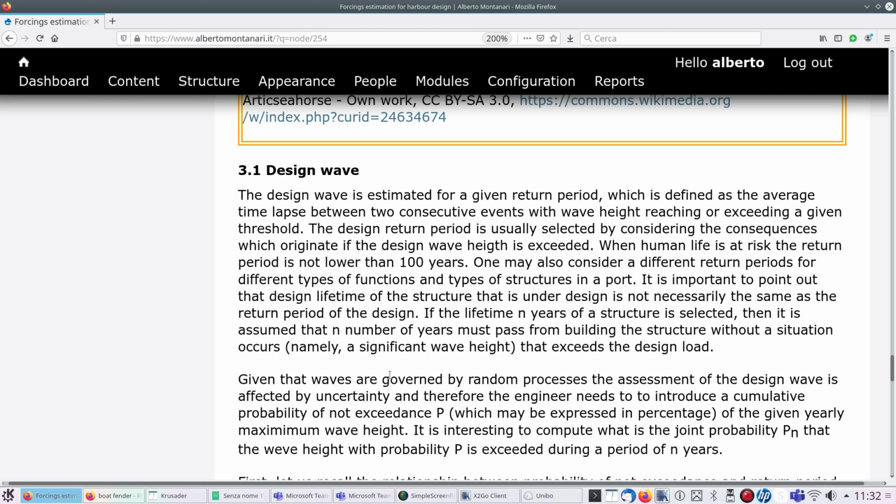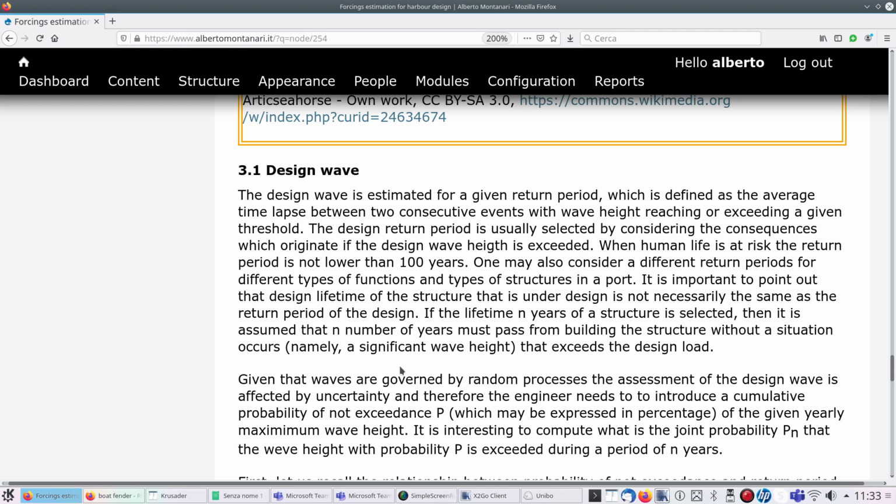Now, you don't have to incur in a frequent misconception. It is frequently assumed that if you have a lifetime of 50 years and you design the structure against a return period of 50 years, we have almost 100% probability to get the design event during the lifetime. I try to better explain.